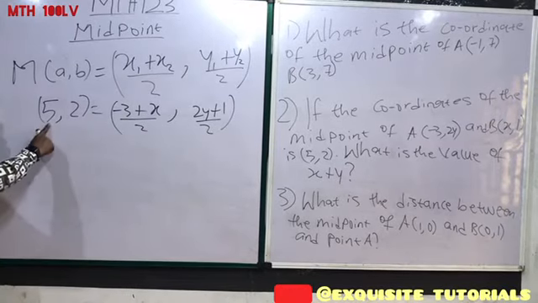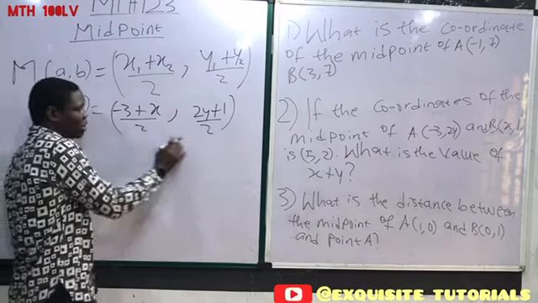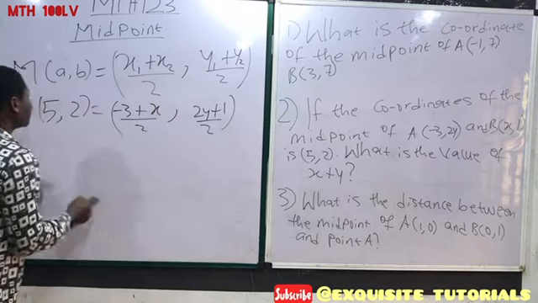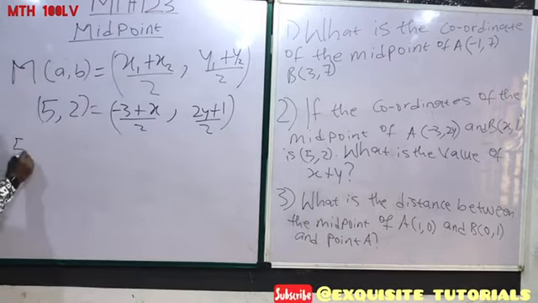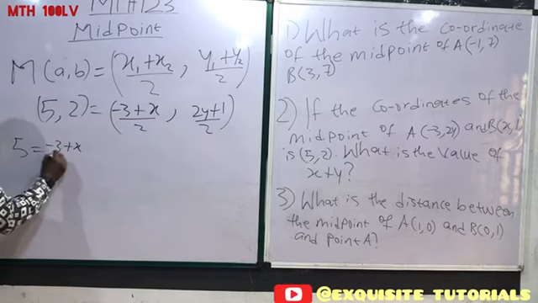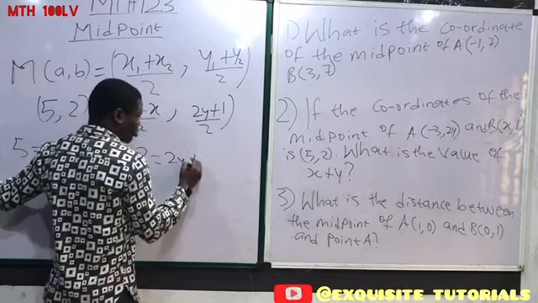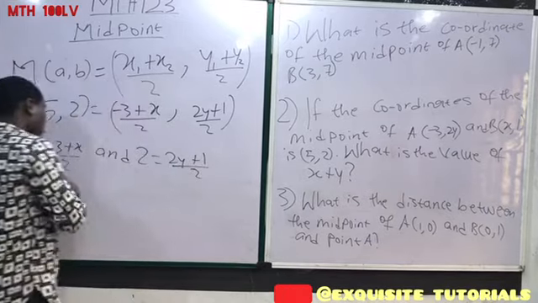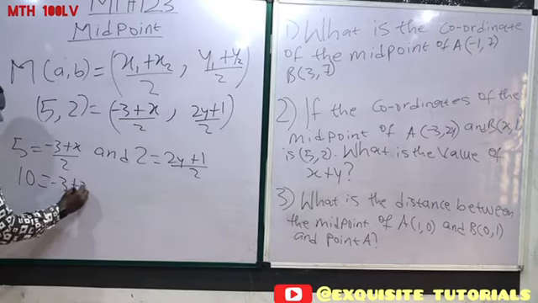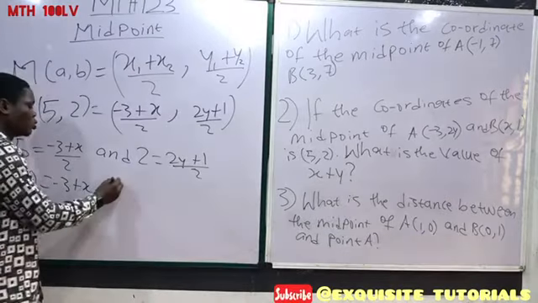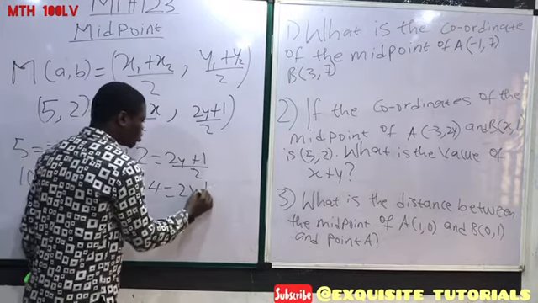Now, this is the x coordinate of the midpoint, and this is the y coordinate of the midpoint. It implies that this is equivalent to this, and this is equivalent to this. So we can say 5 is equivalent to (-3 plus x) over 2, and also 2 is equivalent to (2y plus 1) over 2. If I cross multiply, I have 5 times 2, which is 10, equals minus 3 plus x. If I cross multiply here too, I will have 2 times 2, which is 4, equals 2y plus 1.